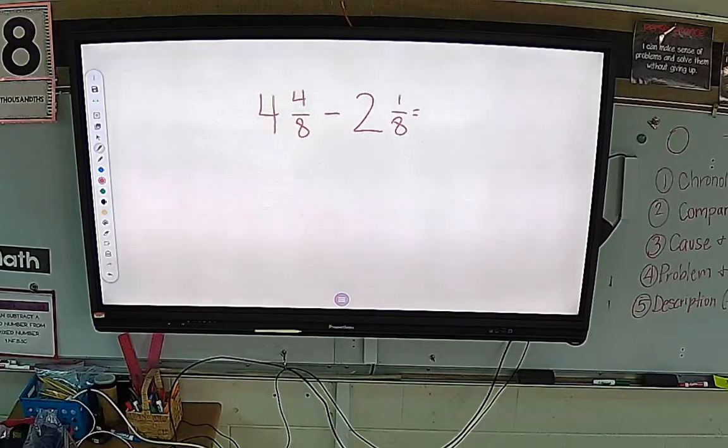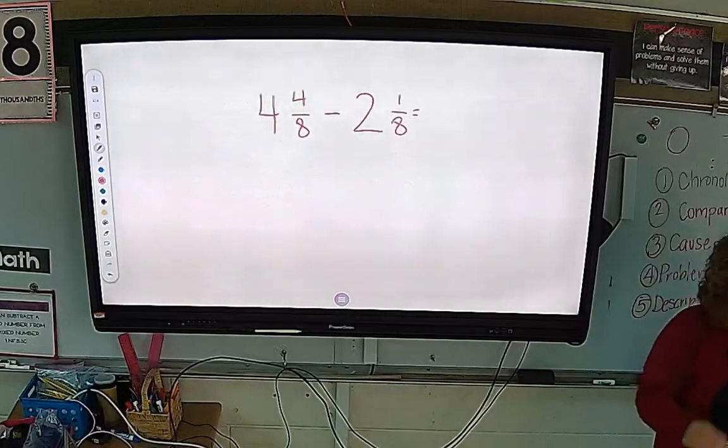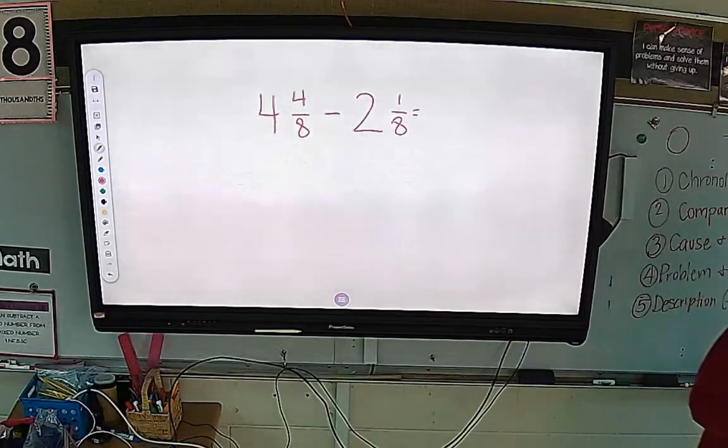What do we do when there's 2 whole numbers and 2 fractions? What do you think? Well, we're not going to add them together, we're subtracting. Isabel says we're going to subtract them, and we are. We're going to look at the whole numbers first, and then we're going to look at the fractions.